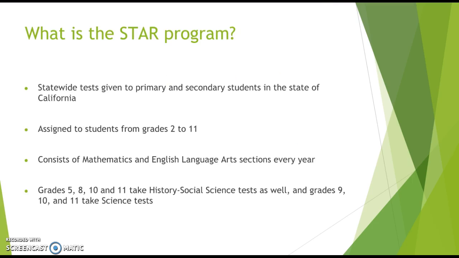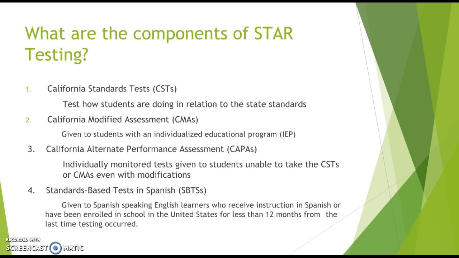So what is the STAR program? The STAR program is a statewide set of tests that are given to primary and secondary students in California. They don't give it to kindergarten or first grade, and they don't give it to seniors in high school, but everyone from grades 2 to 11 takes these tests. Every year you take either a math or an English language arts section, and then interspersed in grades 5, 8, 10, and 11, you get a history, social science test to take, and then in grades 9, 10, and 11, they take science tests. There are 4 components to the STAR testing.